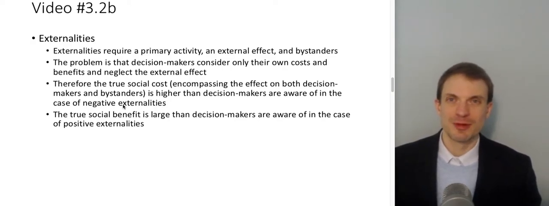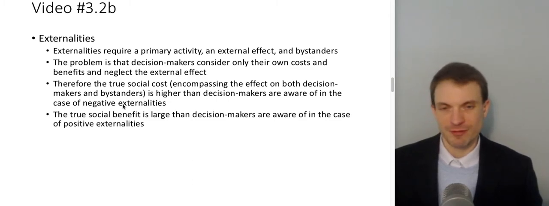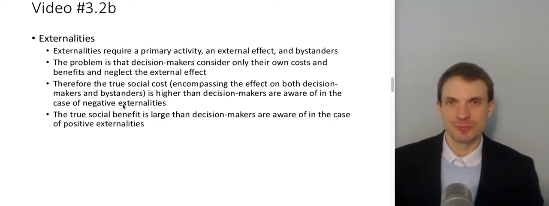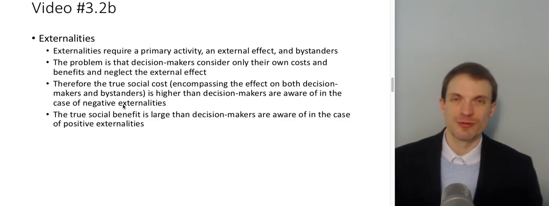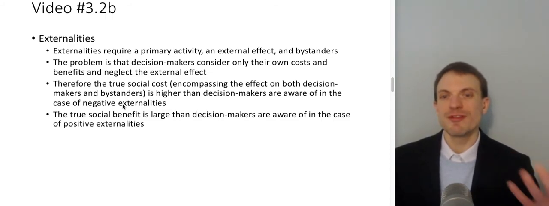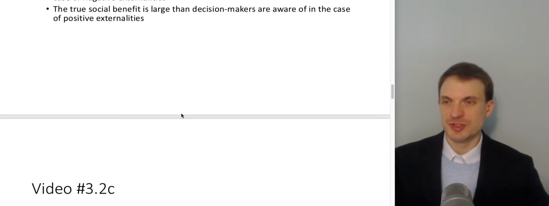The opposite problem arises with the social benefit being larger than the private benefit in the case of positive externalities. So in the case of positive externalities, individuals pay attention to their own benefit. They're ignoring the additional benefit that's befalling other people. And therefore, they're stopping too soon. They're not producing enough of the activity relative to society's perspective. So those are the problems associated with externalities.